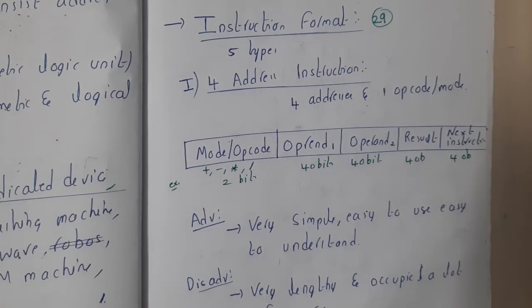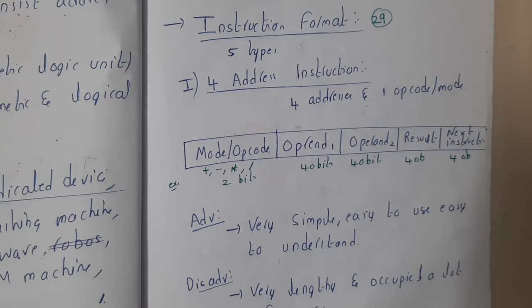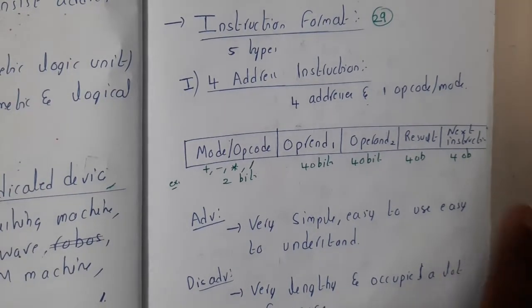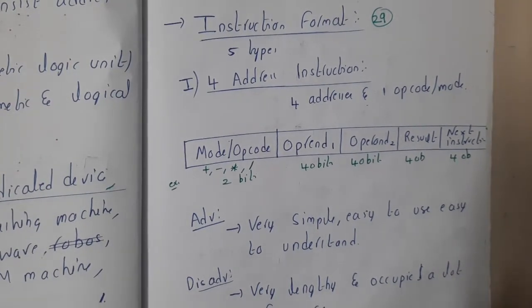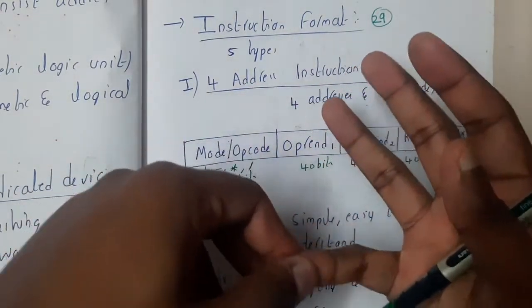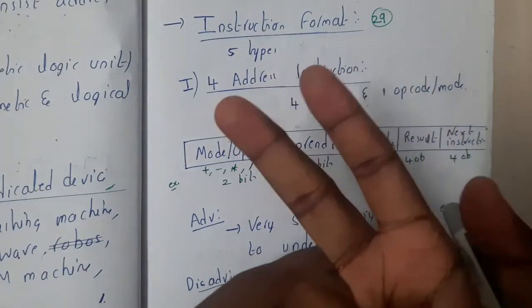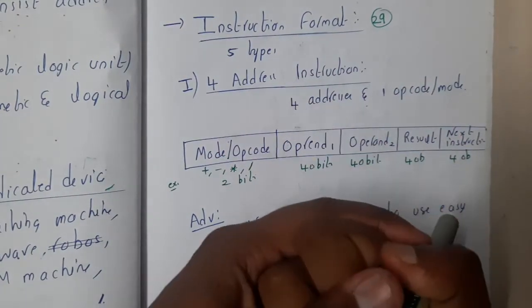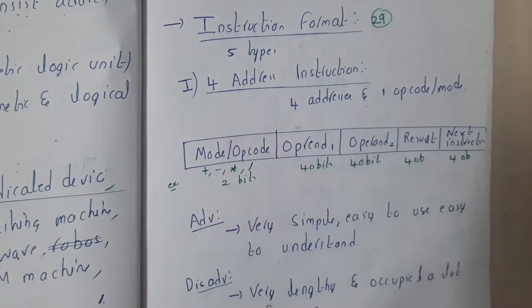In this lecture, let us go through the next concept: instruction format. So how the instructions are exactly structured is the question. Basically there are 5 different types. The first one is a 4 address instruction format, then 3 address instruction format, 2 address instruction format, 1 address instruction format, and 0 address instruction format. So these are the total 5 types.